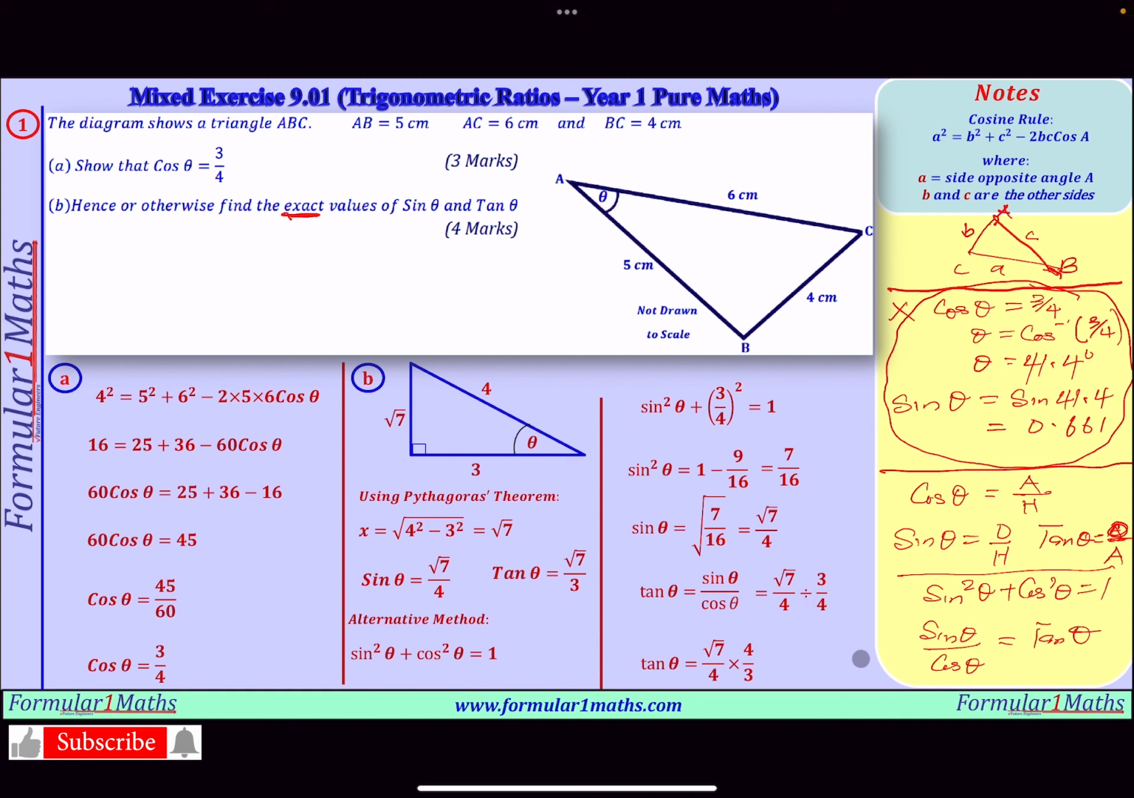I can now cross out 4 and 4. That will be 1 and 1. And then that will eventually give root 7 over 3. The same answer we got here. So these are the two ways to find the exact values of sine theta and tan theta.